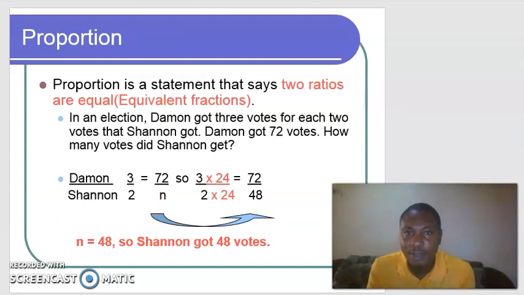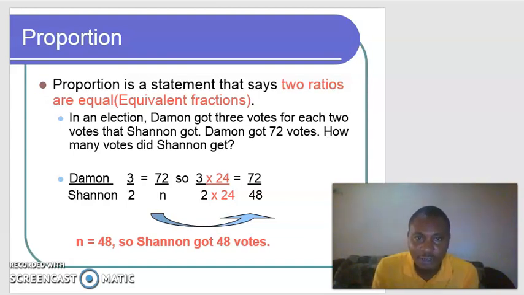Proportion. Proportion is a statement that says two ratios are equal. We can also call proportions equivalent fractions. When two fractions are equivalent, or when two fractions are equal, they represent a proportion, and they also represent two equal ratios. Let's look at an example.